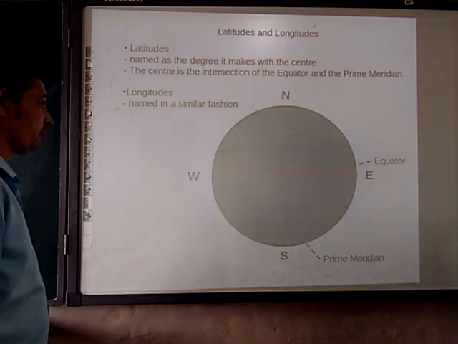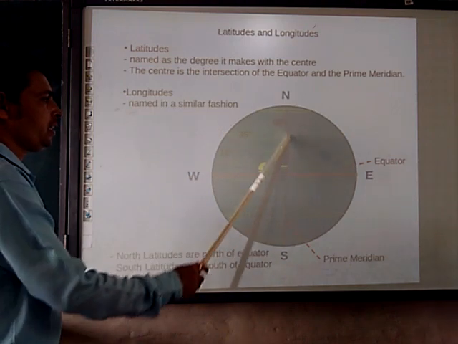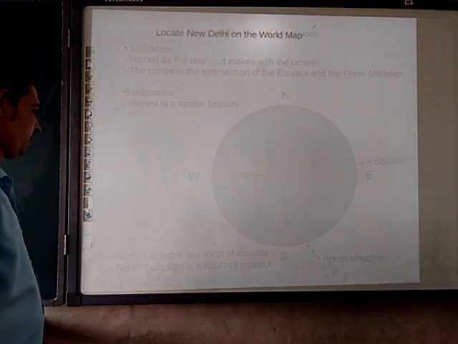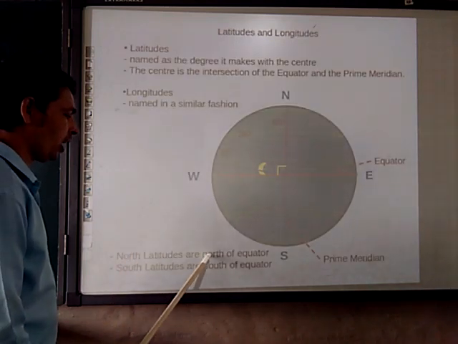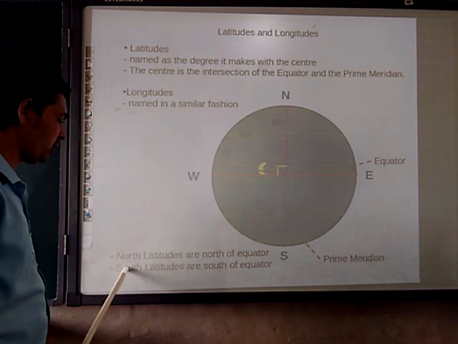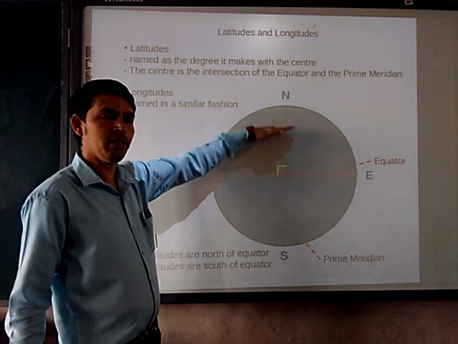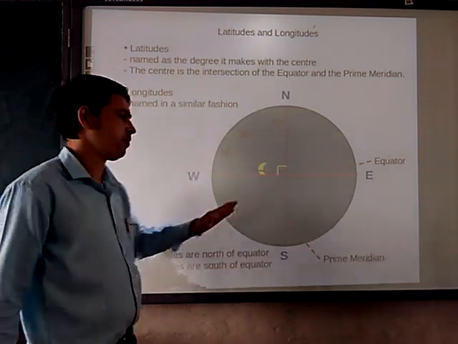10 degree, 35 degree and 90 degree. Okay? North latitudes are north of the equator, south latitudes are south of it. This is common from here, northern hemisphere. From here, this is the southern hemisphere.